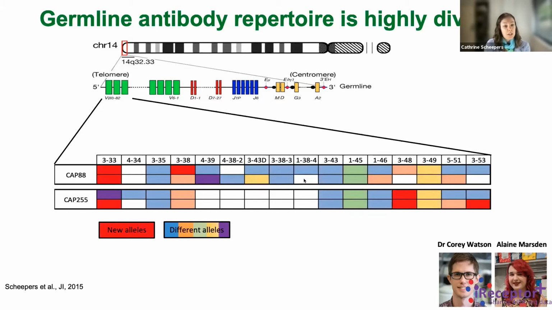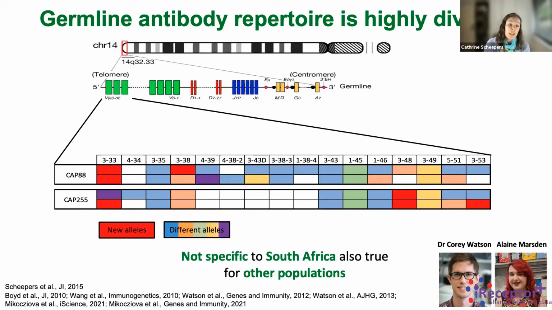We also see differences in alleles for each of these genes. Each of these colors represents a different allele, and the ones shown in red here are new, undescribed alleles that have now been described in this African population. But this is not specific to South Africa. We've seen this in other populations as well.